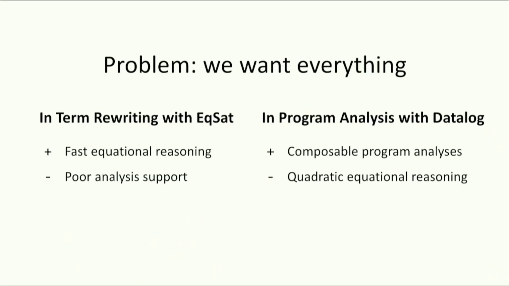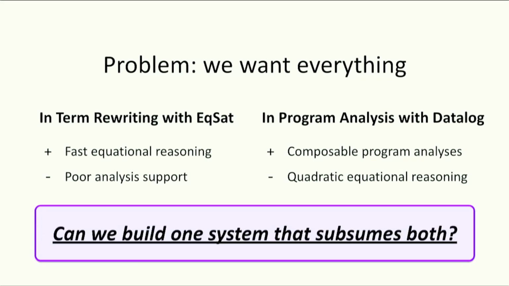So the problem we studied in this work is that people do equational program reasoning with equality saturation because it's fast. But current EqSat frameworks have only limited support for semantic analysis, which causes real-world headaches. On the other hand, people do rich and composable program analysis in Datalog, but equational reasoning in Datalog is asymptotically slow. A natural question arises: can we build one system that subsumes both equality saturation and Datalog?